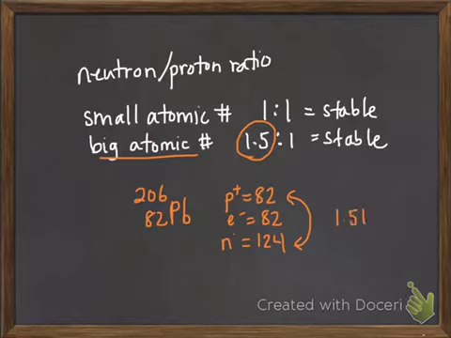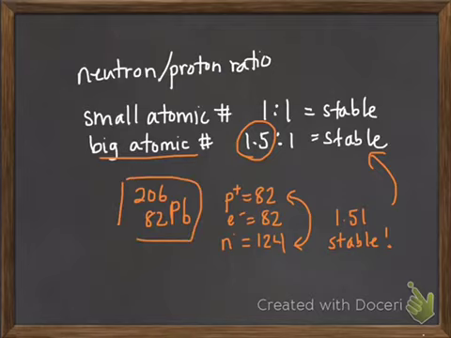And so this would actually be a stable isotope of lead, because it falls into this ratio. What that means is that lead-206, if it's stable, doesn't break down, it does not undergo nuclear decay, it's not radioactive, it's not a radioisotope. It'll be pretty stable and stay as lead-206.